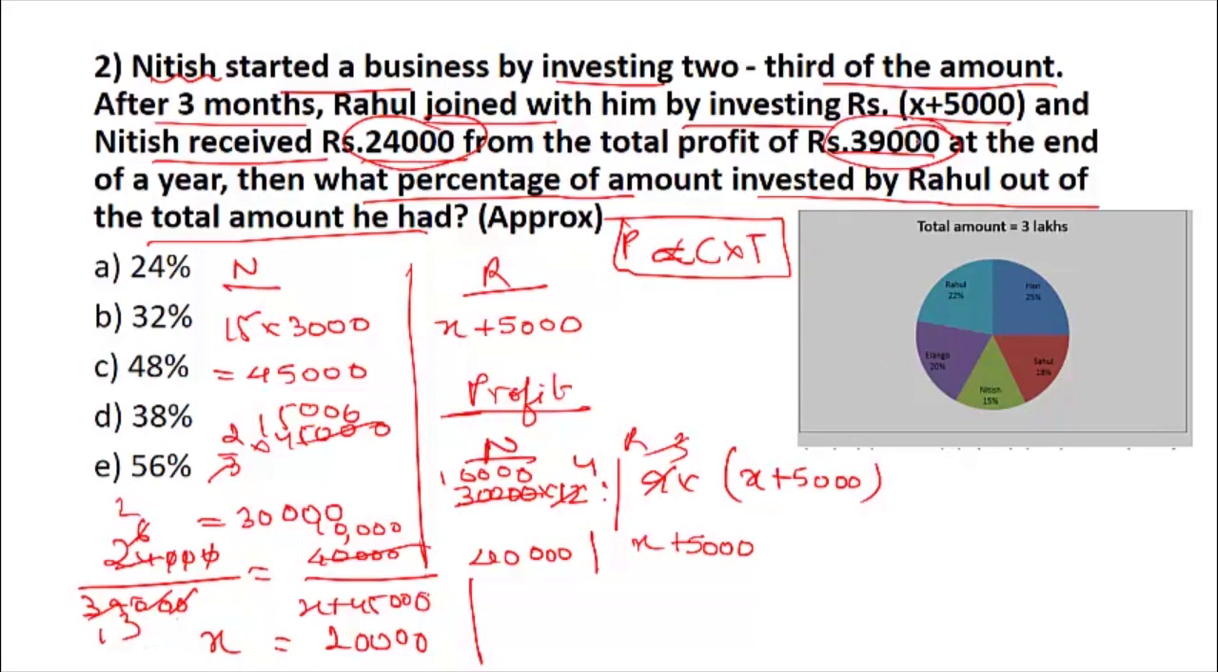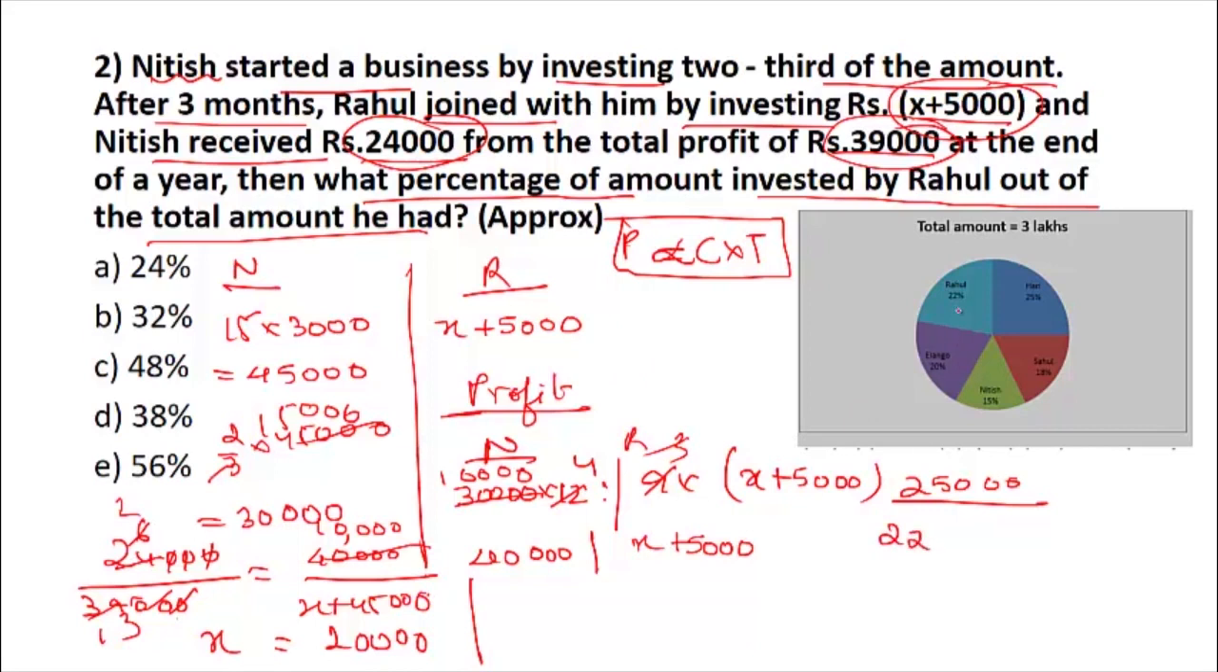So how much money has he invested? That is X plus 5,000, that is 25. X is 20,000 plus 5,000, so 25,000 invested by Rahul out of the total amount he had. So how much total has he invested? If you see, that would be 22.